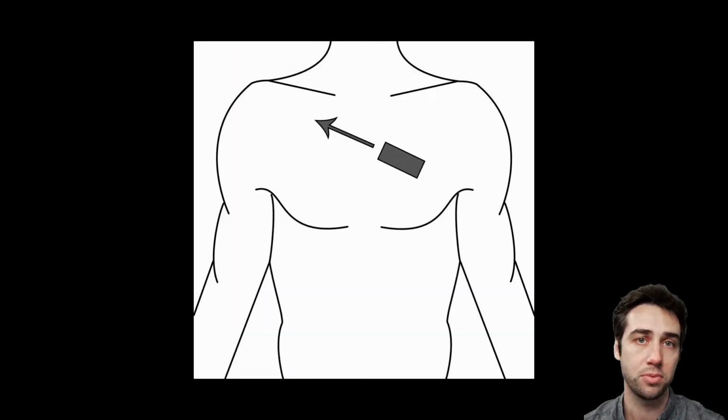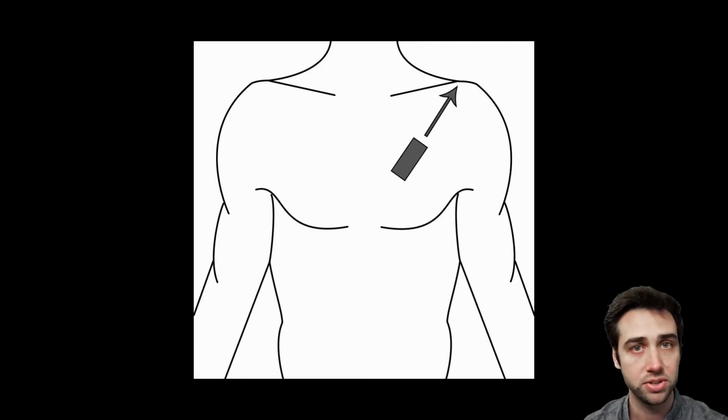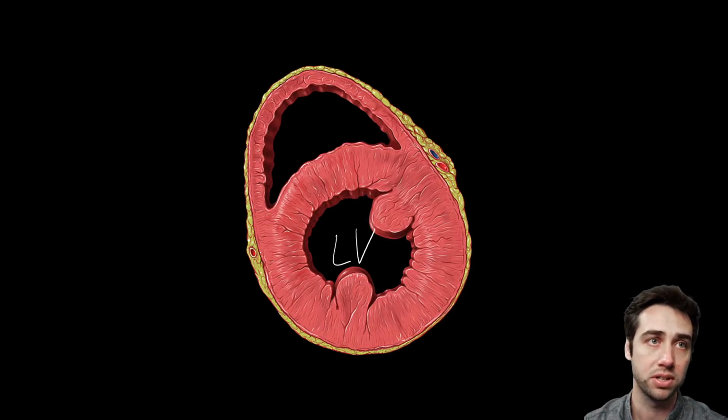Moving on, the next scan we're going to get is something called the parasternal short axis view. To get that, you're just going to rotate your probe indicator just over here to the patient's left shoulder. You're going to be looking for something that looks a little bit like this. This is the left ventricle here with the right ventricle in front. And you can see that the wall of the left ventricle is much thicker than that of the RV.